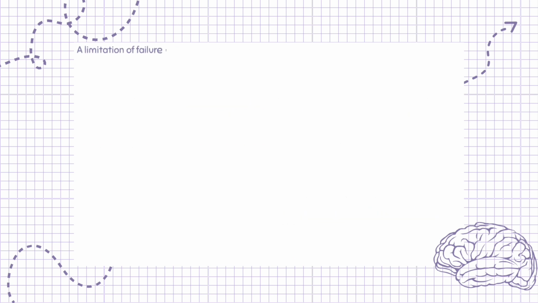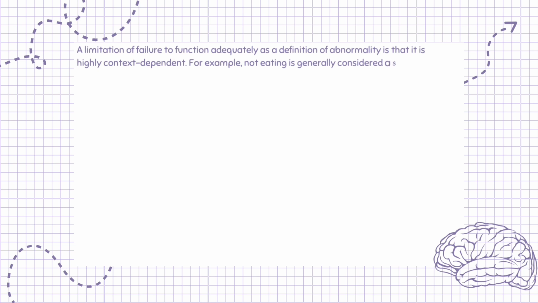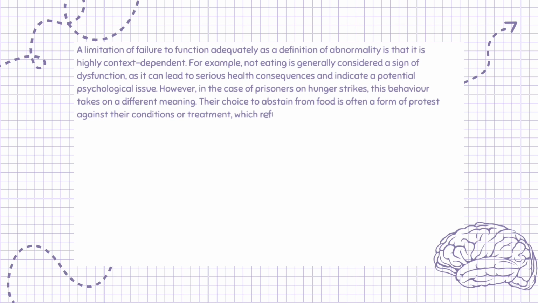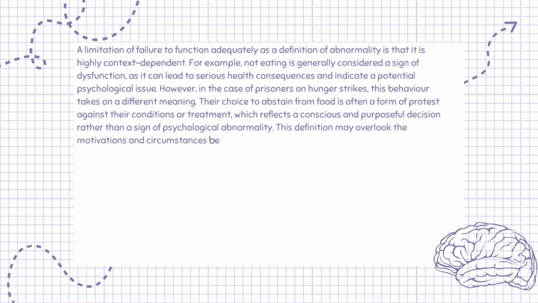A limitation of failure to function adequately as a definition of abnormality is that it is highly context-dependent. For example, not eating is generally considered a sign of dysfunction, as it can lead to serious health consequences and indicate a potential psychological issue. However, in the case of prisoners on hunger strikes, this behavior takes on a different meaning. Their choice to abstain from food is often a form of protest against their conditions or treatment, which reflects a conscious and purposeful decision rather than a sign of psychological abnormality. This definition may overlook the motivations and circumstances behind certain behaviors, leading to potential misdiagnosis or misunderstanding of individuals' actions.